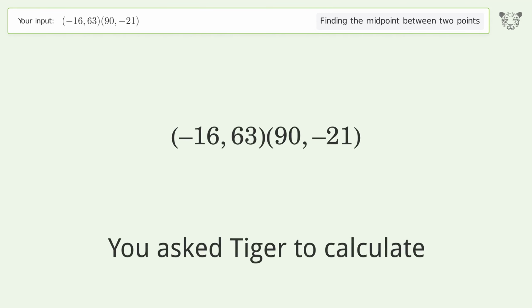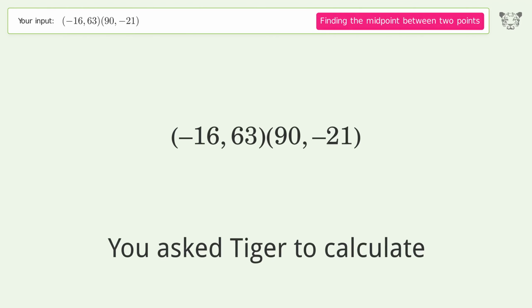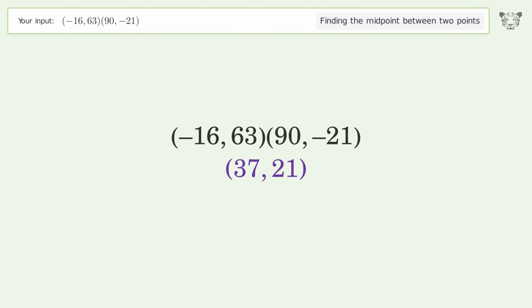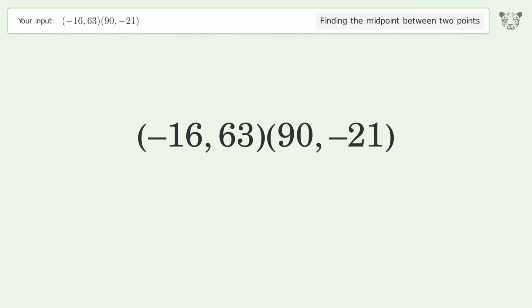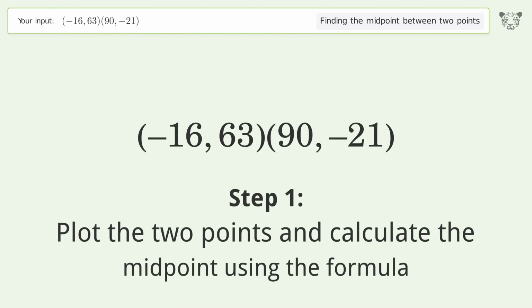You ask Tiger to calculate. This deals with finding the midpoint between 2 points. The midpoint between the 2 points is 37,21. Let's solve it step by step. Plot the 2 points and calculate the midpoint using the formula.